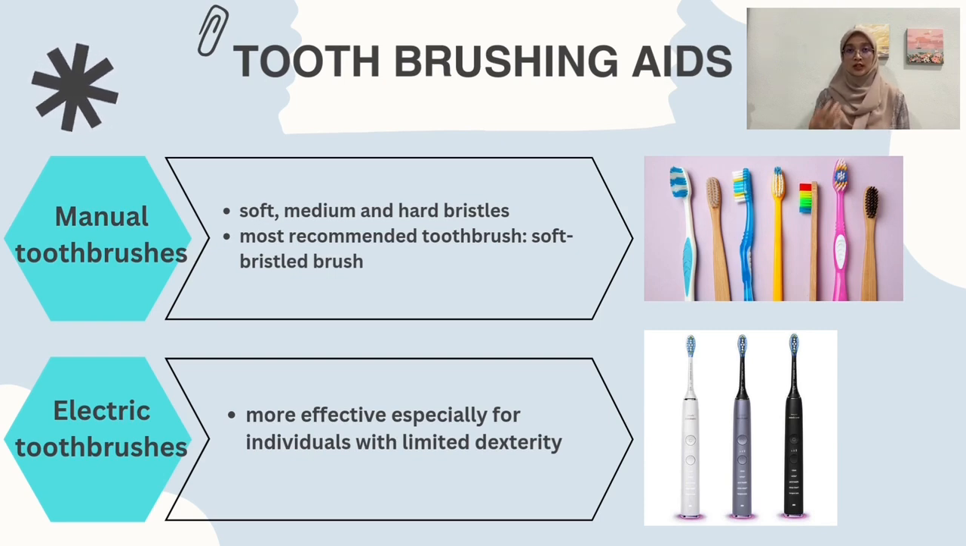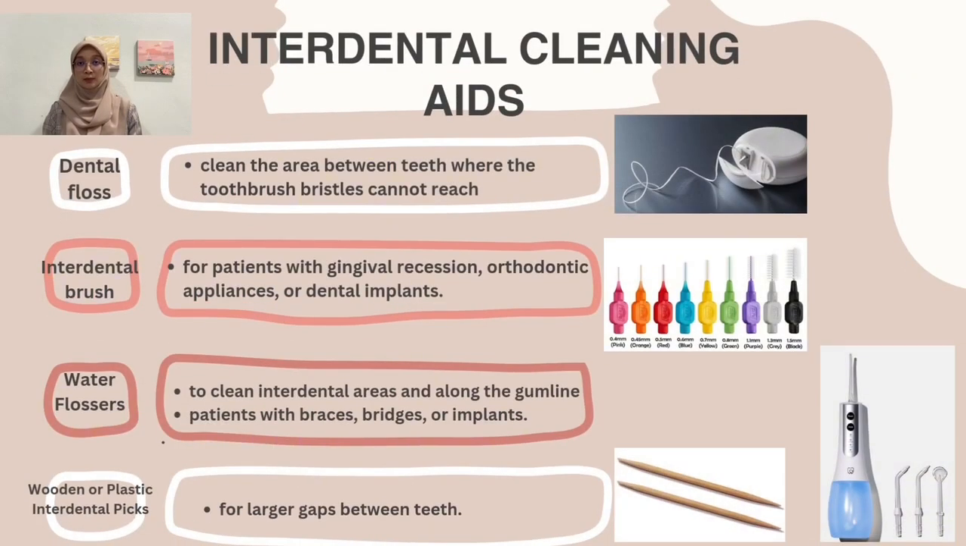And there is also the electric toothbrush, which is more effective than the manual toothbrush in reducing plaque, especially for individuals with limited dexterity. The second one is interdental cleaning aids. For example, dental floss. It is used to clean the area between the teeth where the toothbrush bristles cannot reach. And the next example is the interdental brush, which is a single tufted toothbrush. It is ideal for patients with gingival recession, orthodontic appliances, or dental implants.